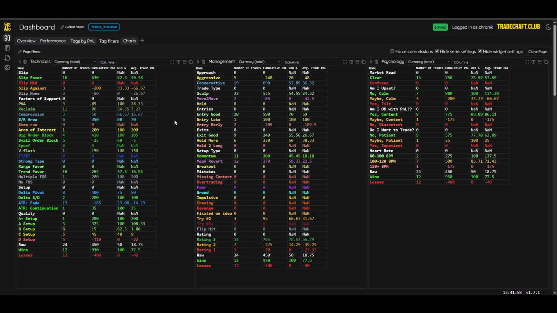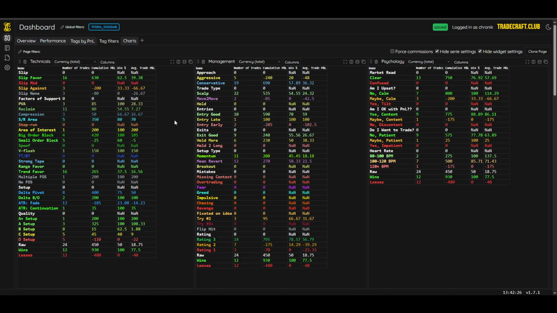All right. So now we're going to start running filters. Page filters is where you're going to be working out of. And I want you to run through all your technical tags one at a time. So for example, the first thing I'm going to look at is higher time frame, mean favor.